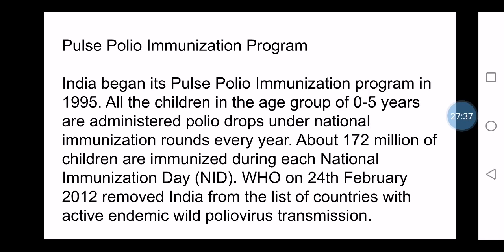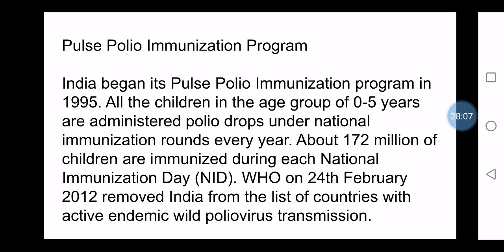Then when we look into the pulse polio immunization program, India started its pulse polio immunization program in early 1995 onwards. All the children in the age group of 0 to 5 years are administered polio drops under the national immunization rounds every year, and about 172 million children are immunized during each national immunization day.